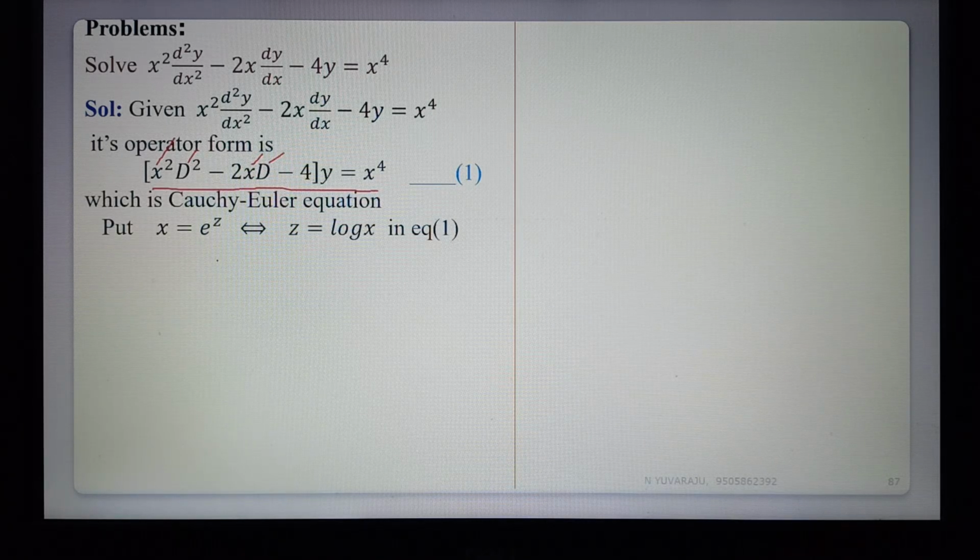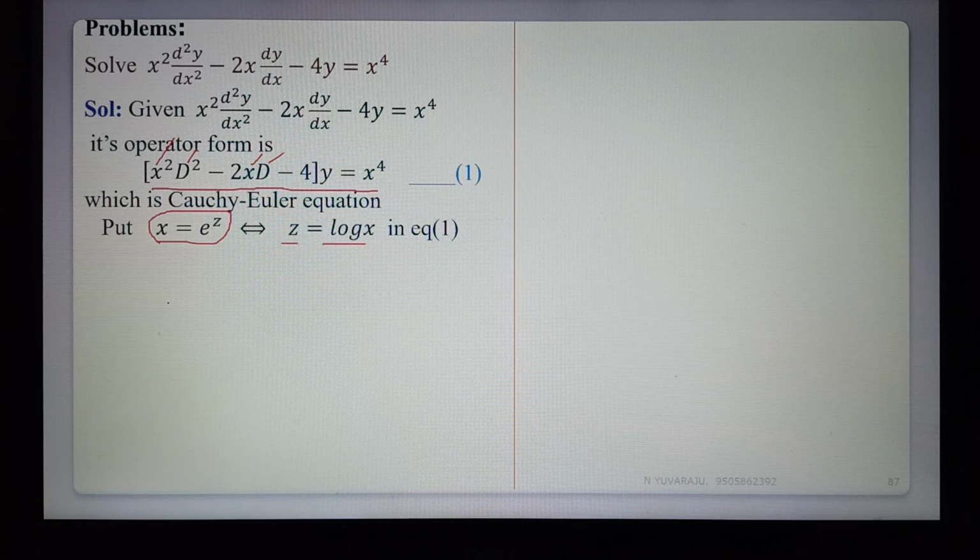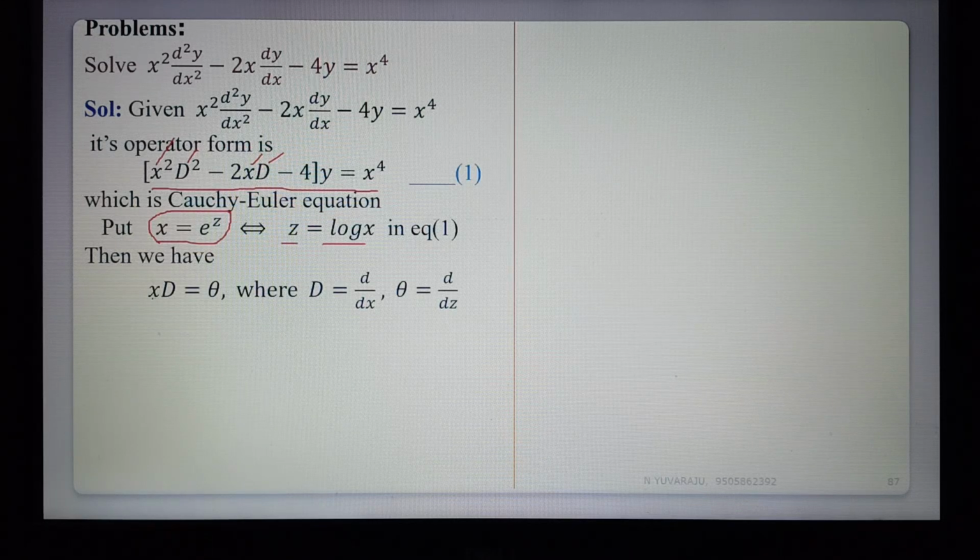So in this equation, substituting the same procedure to every problem, x is equal to e power z, then log x is equal to z. So then we have the formulas up to second order, xD and x square D square. We have the formulas here. Then xD is equal to theta, where D is equal to d by dx, theta is equal to d by dz. So x square D square is equal to theta into theta minus 1.